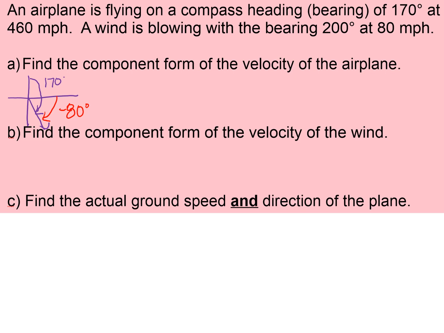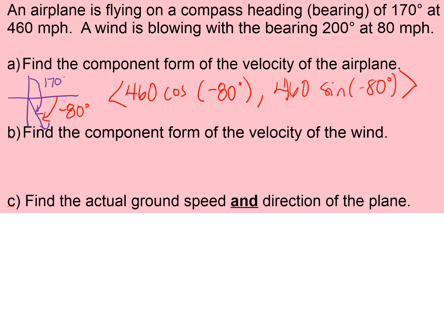So if I want to write the component form of the velocity of the airplane, then I can take the magnitude, and the magnitude in this case is the speed or the velocity of the airplane. So that would be 460 cosine, and I'm going to put parentheses in here, negative 80 degrees, comma, 460 sine of negative 80 degrees. Again, using my alligator brackets to remind me that that is the component form of the vector, so I can see the horizontal and vertical components.